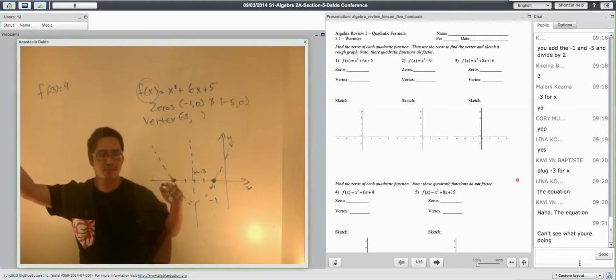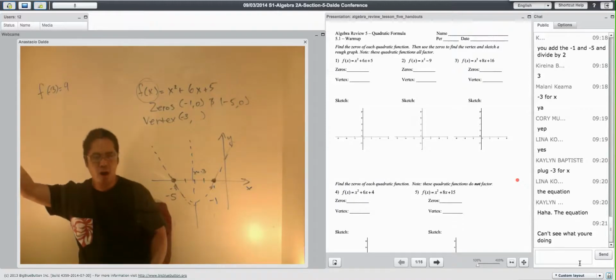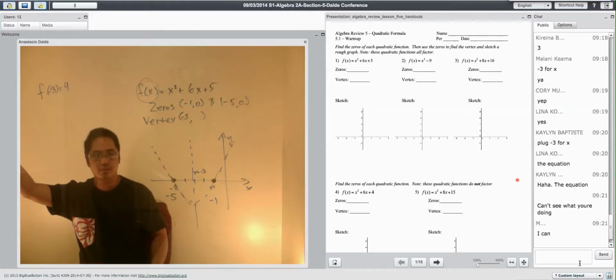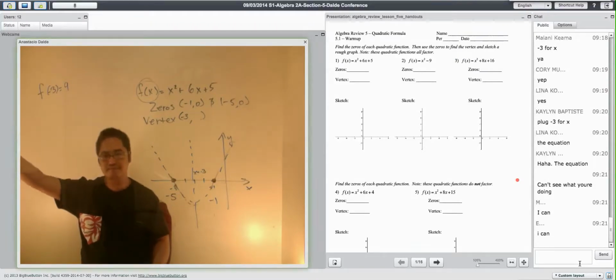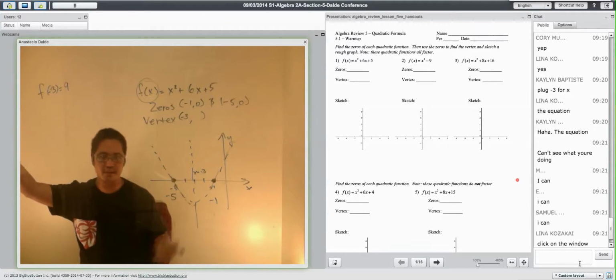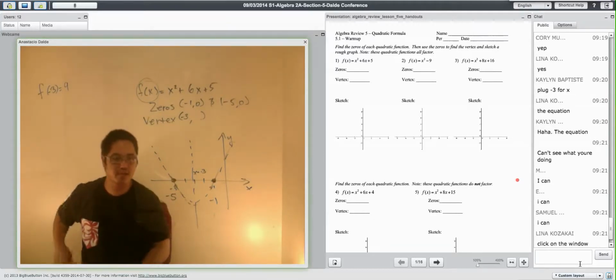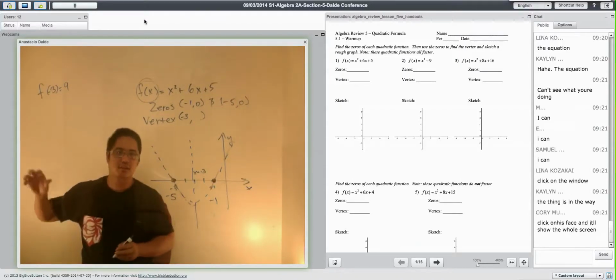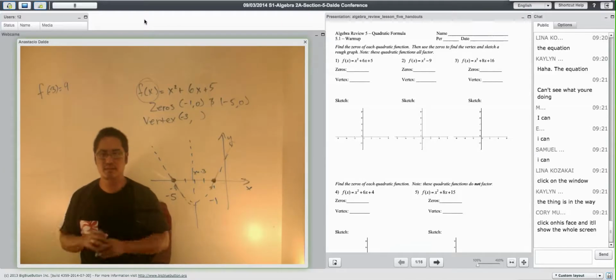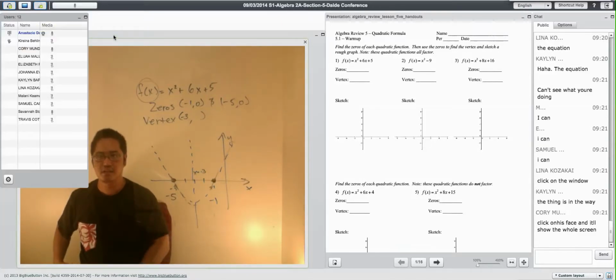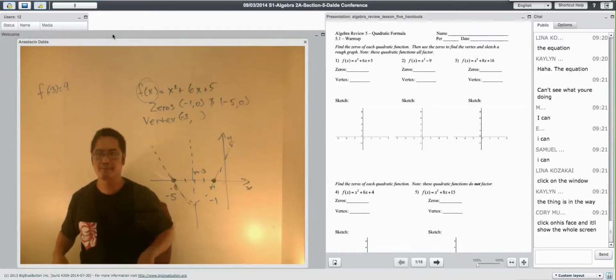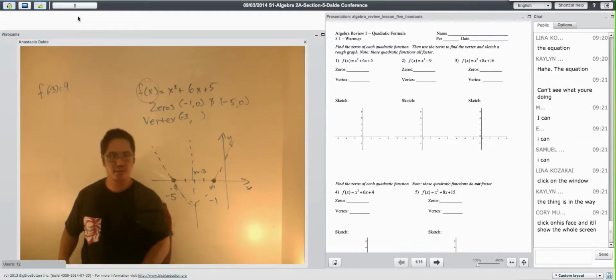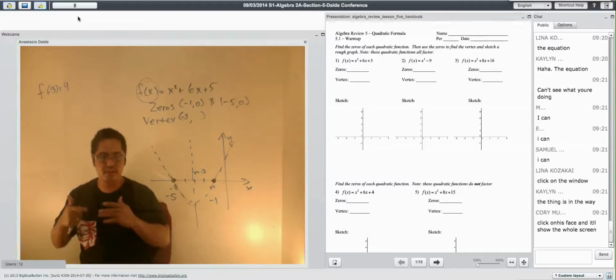You guys can see what I'm doing? Okay. I hate to say it again, but you might have to log out and log back in because I'm not sure why you can't see what I'm doing. I have the whole window locked for you, so I don't think anyone can change the view from what everyone else is seeing. Anyway, the thing is in the way. What thing? Oh, I see. What if we try this? Is that better now? Click on the camera thing and it should pop up.